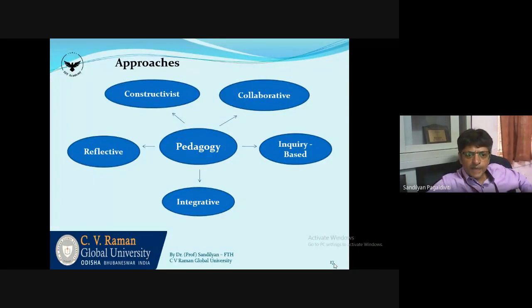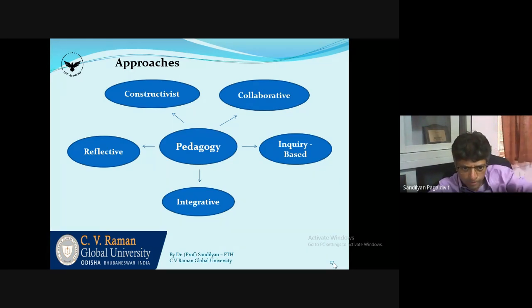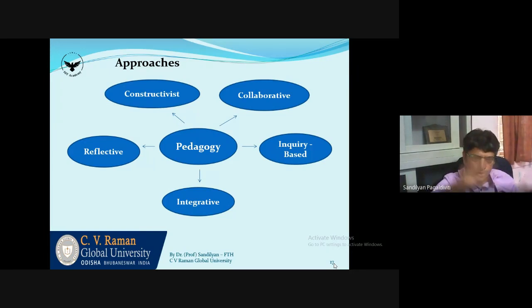So what are the different approaches? A reflective approach which induces thinking, a constructivist approach which induces activity, a collaborative approach where you join together, and an inquiry based approach where there are questions, you try to find problem solving, an integrative approach which integrates one, two, three, or many of these approaches. Can we move on?